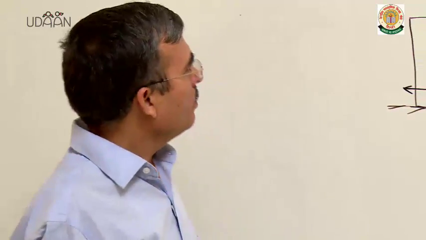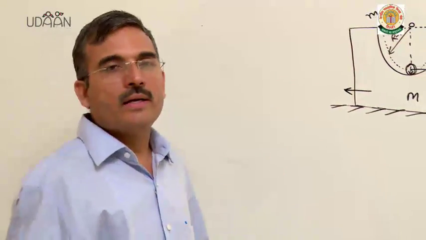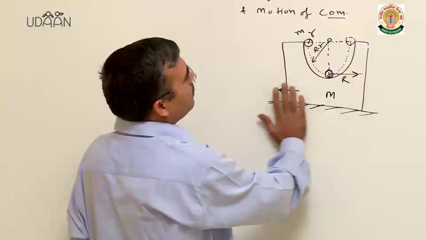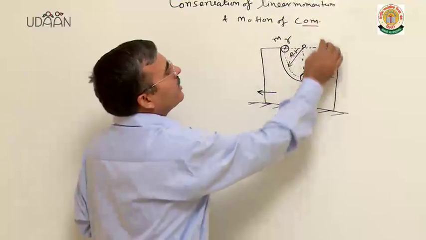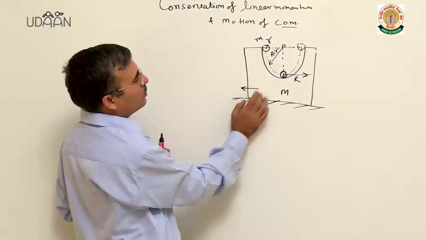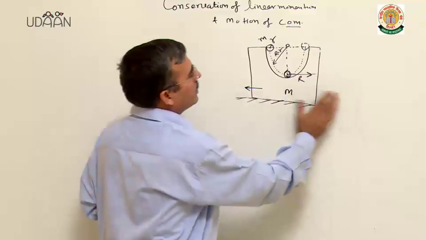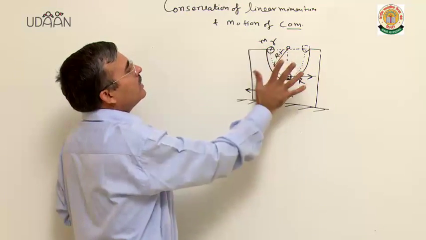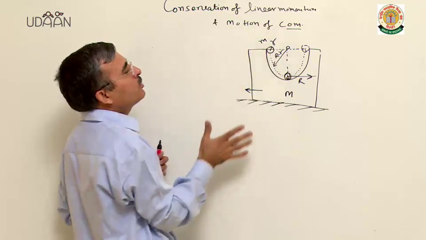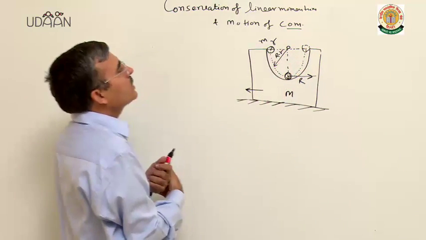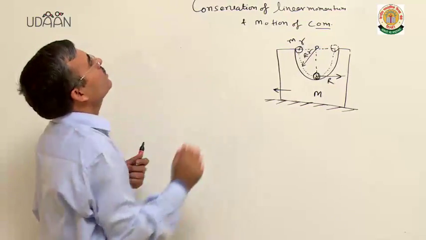Let us take one example of conservation of linear momentum and center of mass. It is a bigger block, capital M block, and there is a horizontal track of radius capital R. All the surfaces are smooth. This surface is also smooth. Capital M block can move right side or left side. There is a small m mass body. This is released from that position. So it will come down and move like this. So we are going to discuss the motion of capital M and small m. Clear?